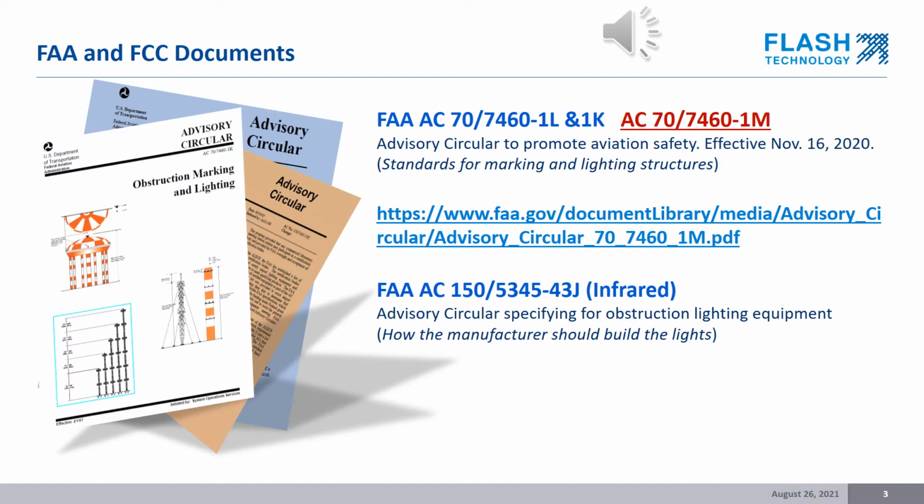Our next circular to focus on will be the FAA 5345 43J. This circular states how the manufacturer should build the lights to be used on the structure. And as always, you can review the documents by going to www.faa.gov/document library for more details.